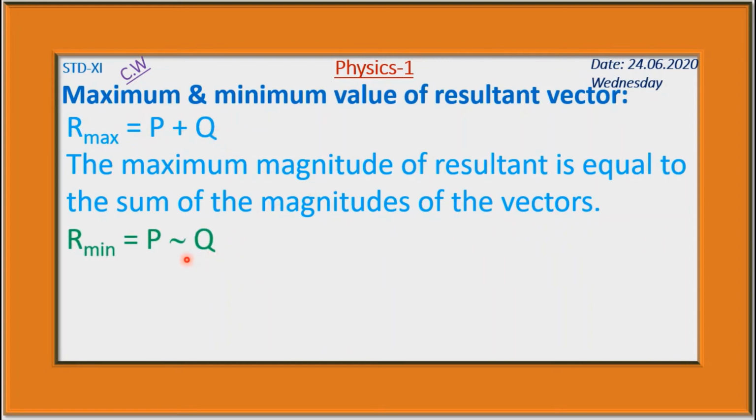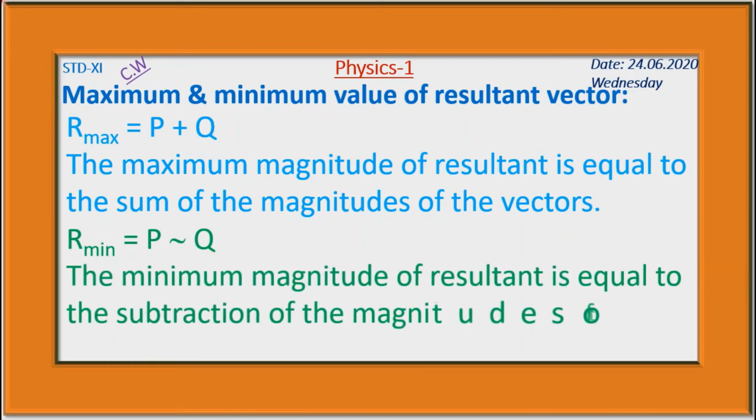And R minimum is equal to p difference q. That is, the minimum magnitude of the resultant is equal to the subtraction of the magnitudes of the vectors. That is, the maximum value cannot be greater than sum of the magnitude of the two vectors, and minimum value cannot be less than the subtraction of the magnitude of two vectors. That is, the resultant vector must be within these two ranges. That is, minimum is subtraction and maximum is summation of the magnitude of two vectors.